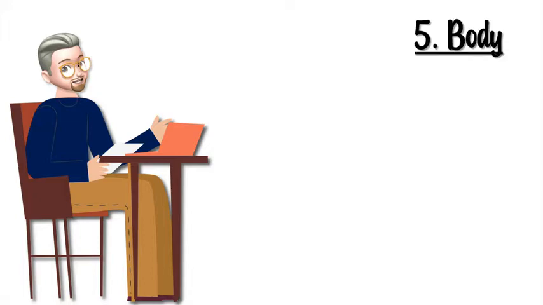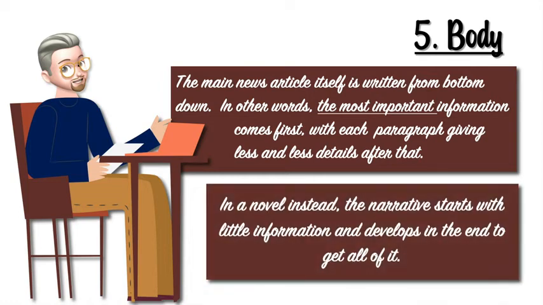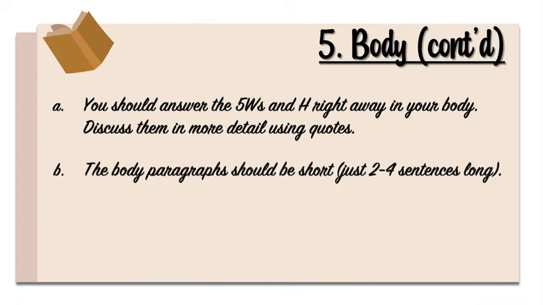Let's talk about the body now. The main news article itself is written from the bottom down. In other words, the most important information comes first, with each paragraph giving less and less detail after that. In a novel instead, the narrative starts with little information and develops in the end to get all of it. You should answer the 5 W's and H right away in your body. Discuss them in more detail using quotes. The body paragraphs should be short, just 2 to 4 sentences long.